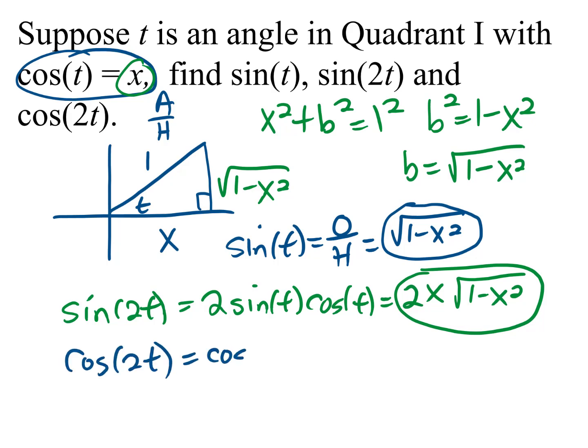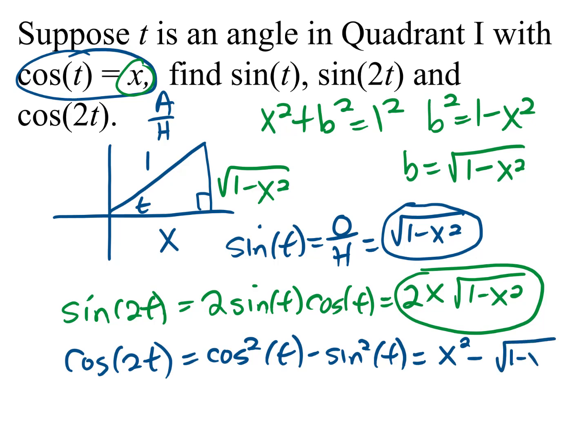And last we're supposed to find cosine of 2t. And that is cosine squared t minus sine squared t. And cosine was x, so when we square that, that's x squared, minus sine of t was the square root of 1 minus x squared, and when we square that, that will get rid of the square root sign. Now the negative in front here applies to both terms, so I have x squared minus 1 plus x squared, so the final answer is going to be 2x squared minus 1.